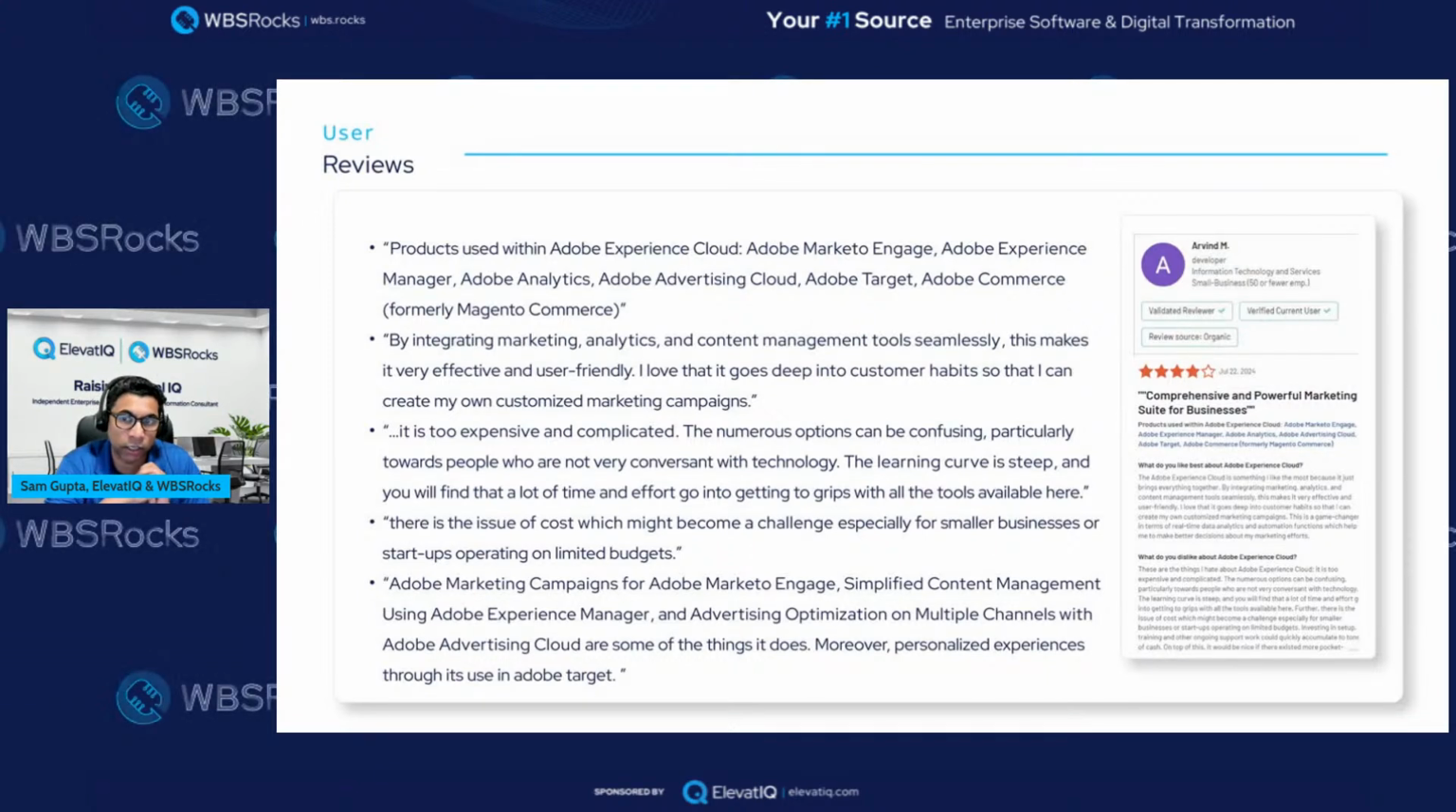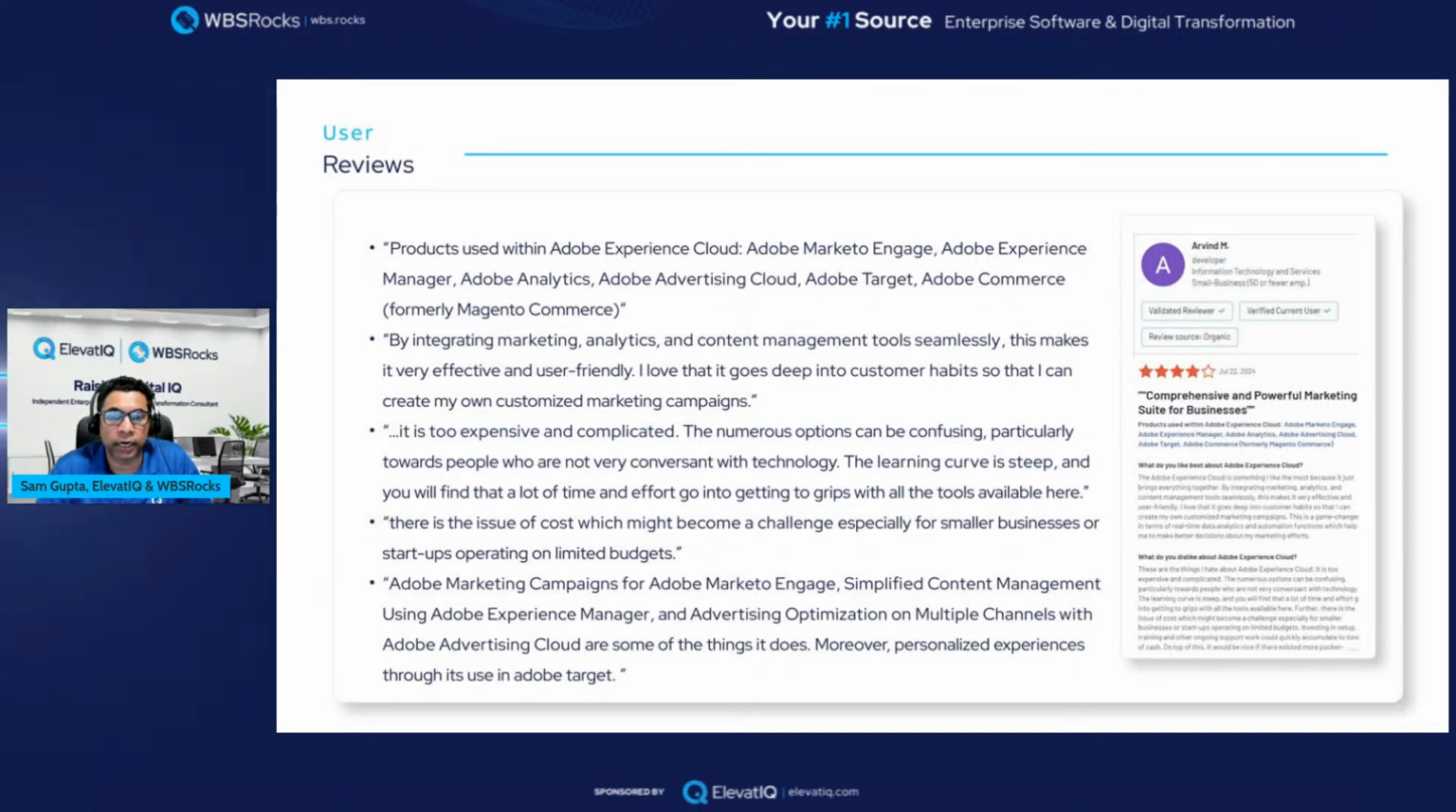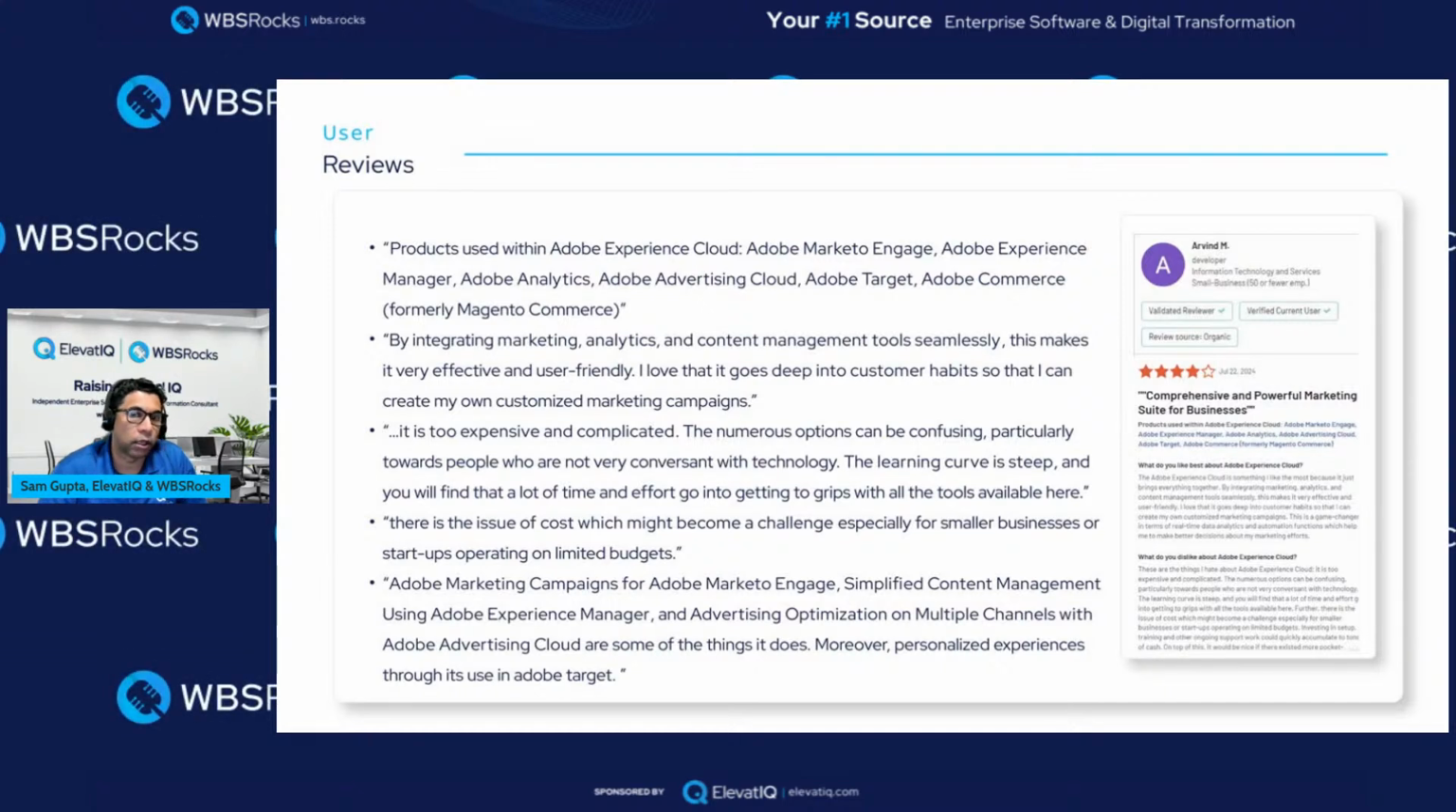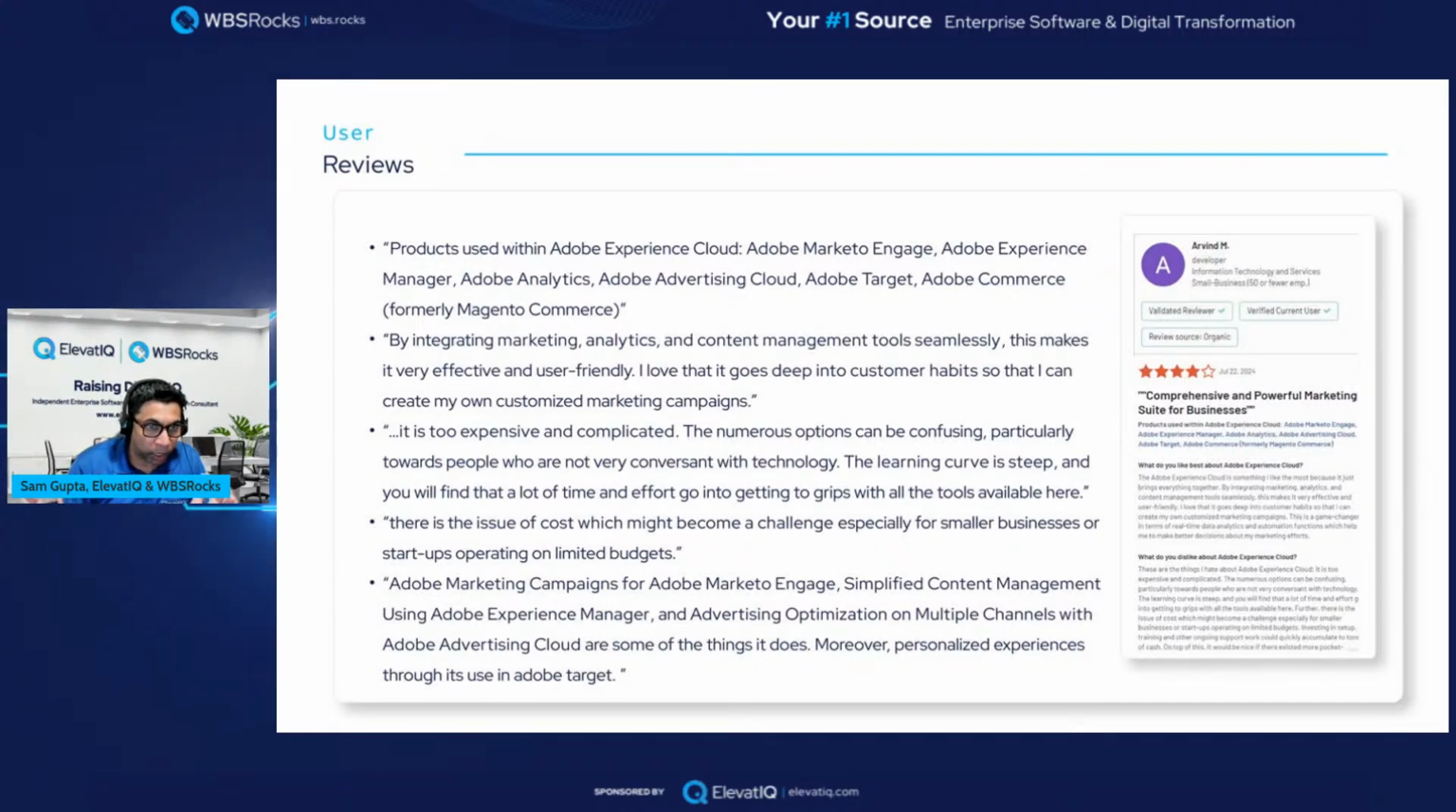The learning curve is steep. Again, that's a given with any of these products. With the enterprise grade products, you'll find that a lot of time and effort go into getting to grips with all the tools available here. There is the issue of cost, which might become a challenge, especially for smaller businesses or startups operating on limited budgets. So that's definitely going to be a factor. Again, when you have the enterprise product, be prepared to pay for licensing as well as consulting and training. That's a given. Again, that's not on them.